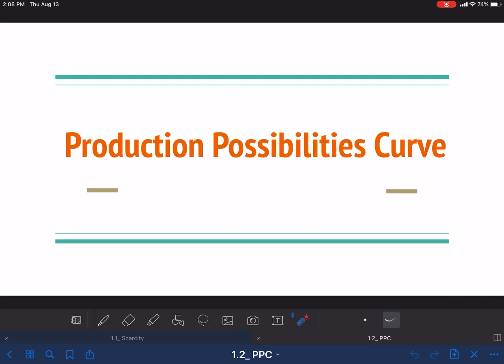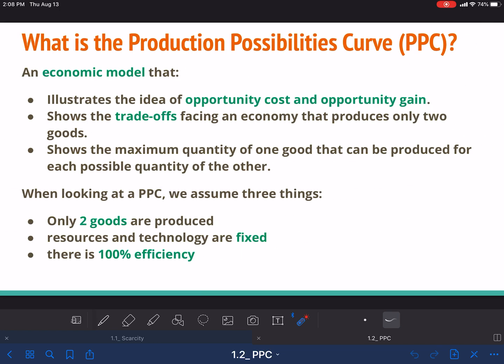So the Production Possibilities Curve does exactly what it sounds. It shows the production possibilities of a nation. So why exactly do we care about the PPC? Why do we care about the production possibility of a nation? Well, it gives us an idea of what a nation's opportunity costs and opportunity gain is when they change the levels of production. So remember back to scarcity and what we talked about with our building a zoo activity.